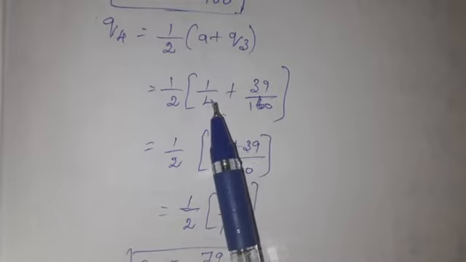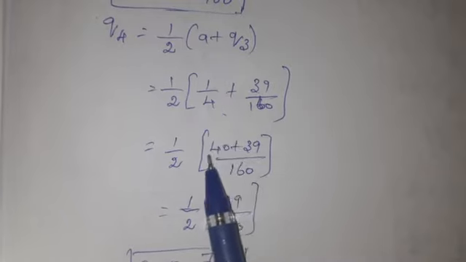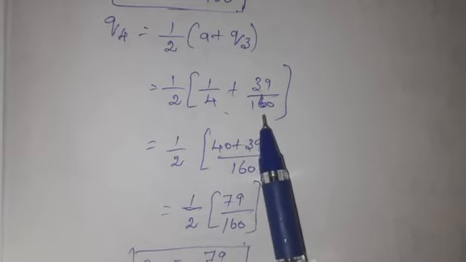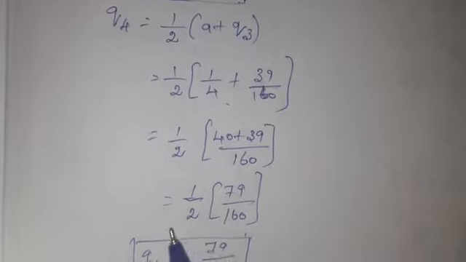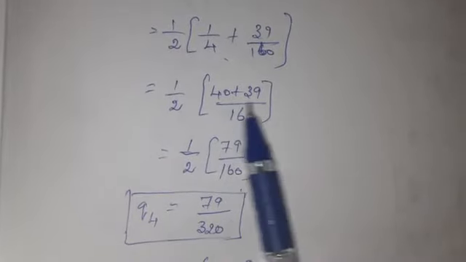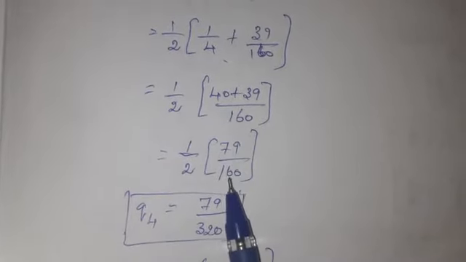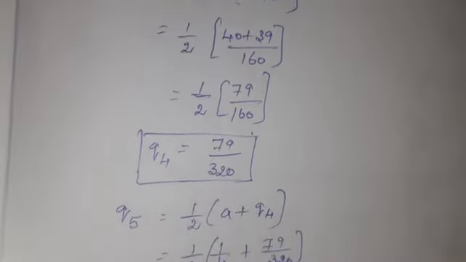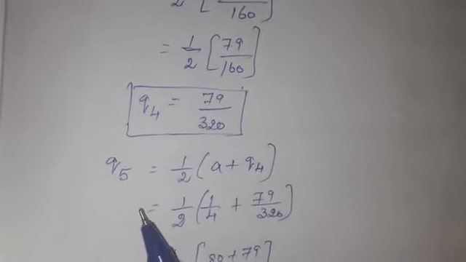So multiply with 4. What number will we get here? 160. That is 40, plus here 39, because the denominator already has 160, is equal to 1 by 2 into 40 plus 39 is 79 divided by 160. Then it is equal to 1 into 79 is 79 divided by 2 into 160 is 320. This is Q4. Next you should find the fifth rational number.